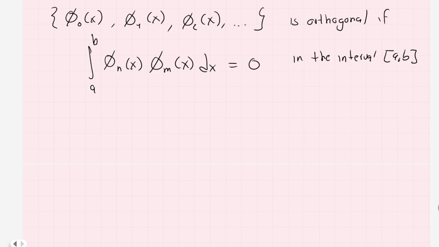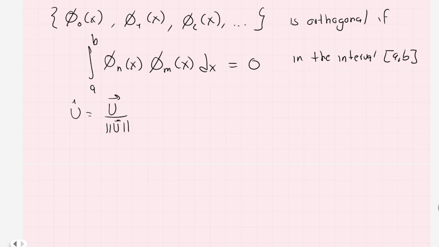Okay, another concept we can talk about is orthonormality. You know that a vector is normalized when its size, or its magnitude, is equal to 1. So for example, we can have a unit vector u, that is the vector u over its magnitude.